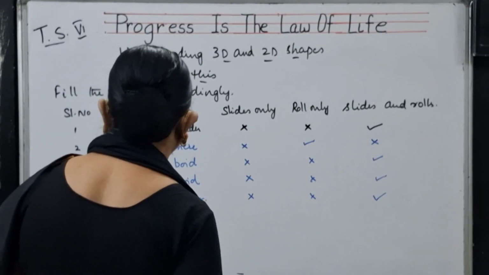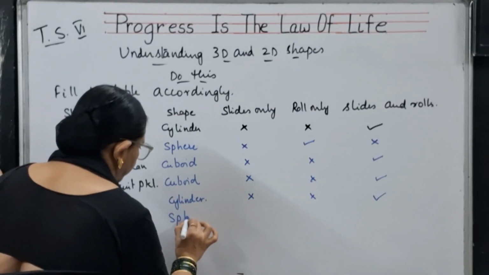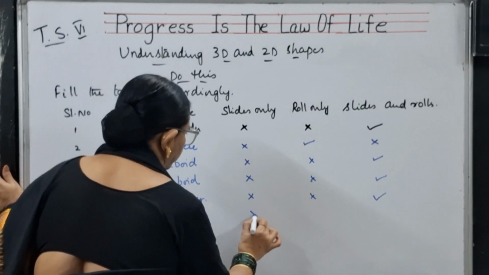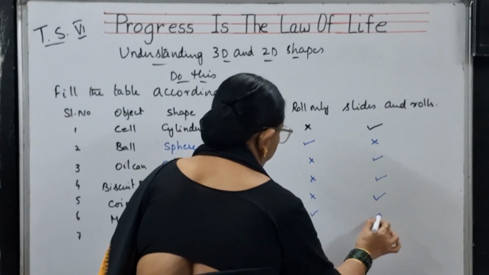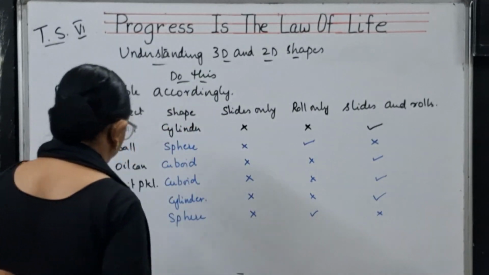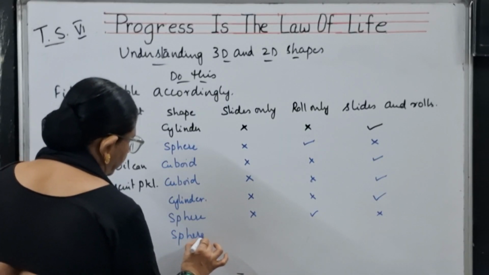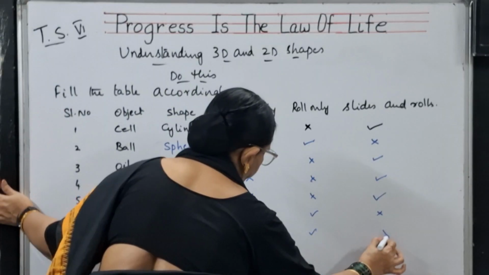Okay, next. Marble. Marble is a sphere. A sphere will not slide, but it only rolls. It will not slide and roll. And orange, orange is also a sphere. It is also in the same way.